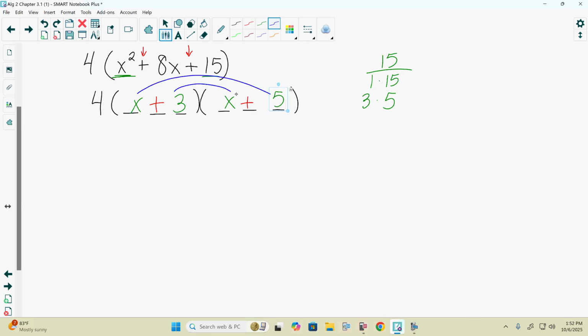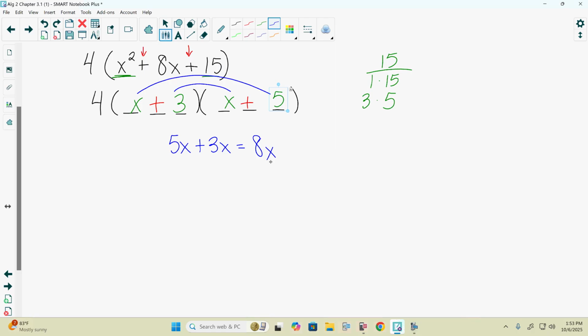And the reason for that is because our last step after we plug it in is to check. Now again, we don't have to check our first term because x times x is still x squared. 3 times 5 is still 15. That is still the first and third terms. If we check the middle term, x times 5 is positive 5x. 3 times x is positive 3x. And 5x plus 3x is 8x, because they're going to combine together to give us the middle term.